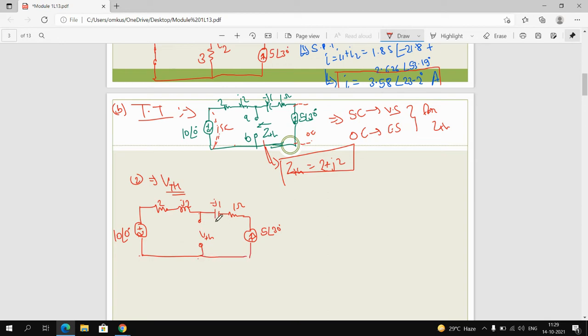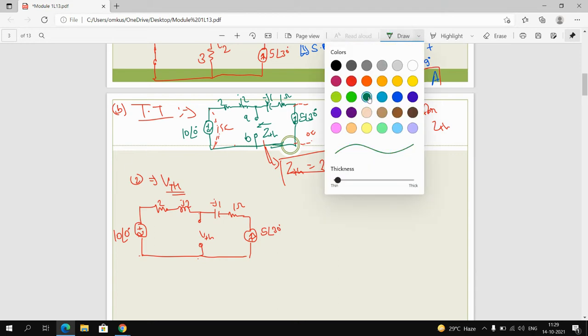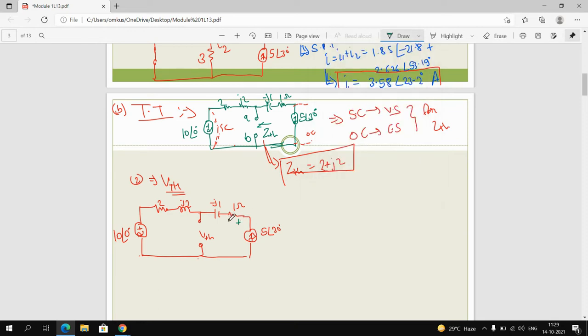Now see how to calculate this VTH. This voltage source and this current source are in series, both connected in series. So which source is dominant? The current source is dominant in this circuit, right? So take the direction of current with respect to this current source. Now the current flows from this side. So this is positive, this is negative, this is positive, negative, right? So across that element, the direction is with respect to this current source.